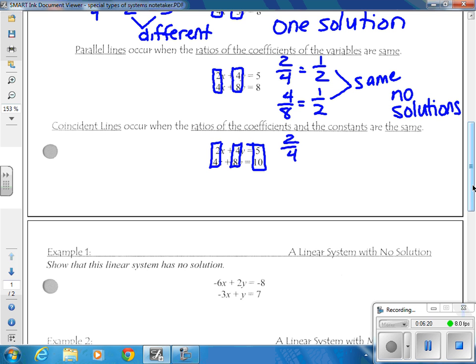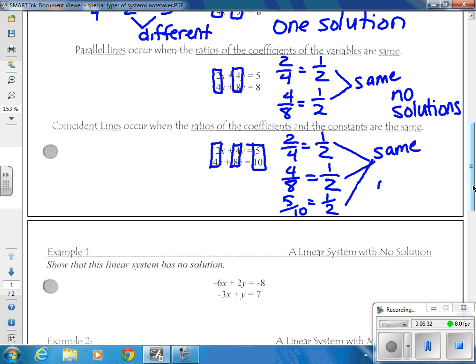So if you have 2 over 4, that's 1/2. 4 over 8 is also 1/2, and then we have 5 over 10, which is also 1/2. So since all three of these are exactly the same, then in this case you're going to have infinite solutions. That will be 2 overlapping lines because it's exactly the same line.